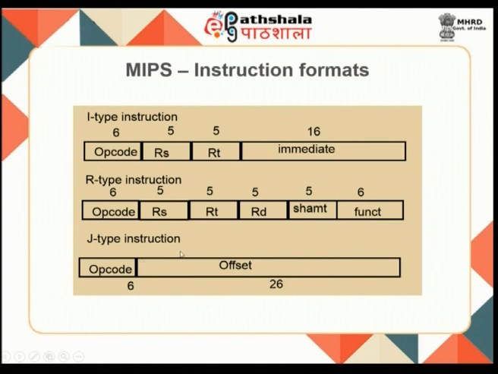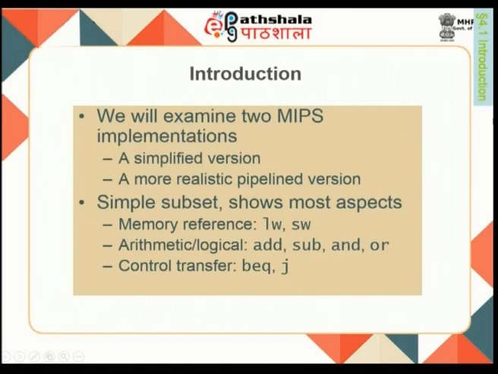And if it is a jump instruction, again it follows a 32-bit format. It has a 6-bit opcode in the same position and it has a 26-bit offset value, which will have to be added to your PC after doing a shift of 2 bits. So, these are the standard formats that we are going to look at when we look at your MIPS instruction set. And we will examine 2 MIPS implementations. First of all, we look at a simplified implementation of the MIPS instruction set, and then in later discussions, we look at a more realistic pipelined version, and we look at a simple subset which shows most of the aspects of what we are trying to cover.